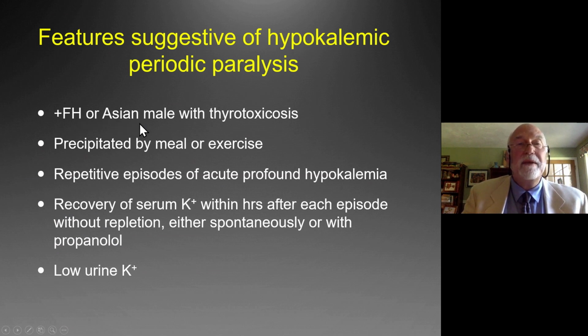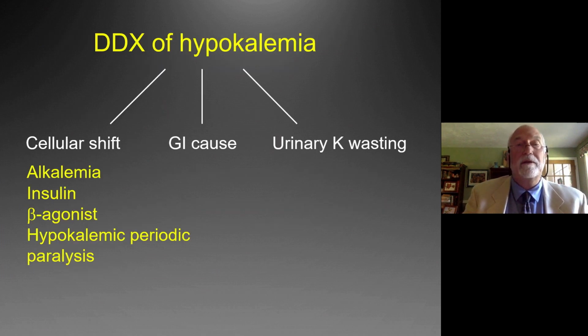Typically a positive family history, more common in Asians with a history of thyrotoxicosis, precipitated by meal or exercise, repetitive episodes of acute weakness and profound hypokalemia, recovers pretty quickly, and the urine potassium is appropriately low because it's not being wasted in the urine, it's going intracellularly.